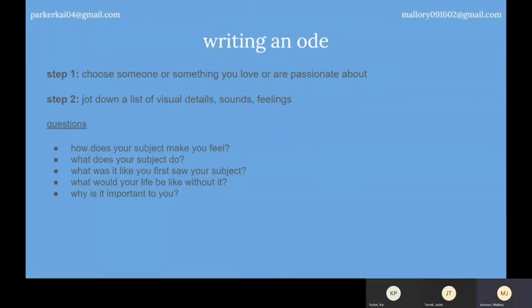And some questions to ask yourself when making your list are, how does your subject make you feel? What does your subject do? What was it like when you first saw your subject? What would your life be like without it? And why is it important to you? And you should jot down a list of just simple phrases that you think about your subject.